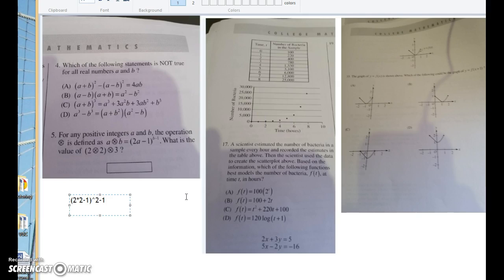So we can start simplifying this. 2 times 2 is equal to 4. Minus 1. Well, 4 minus 1 is 3. And notice that the exponent is 1. So anything with the exponent 1, we don't have to worry about. So 4 minus 1 gives us 3. So now that's the first part here. Now we know that the whole first value, which is A, is 3.